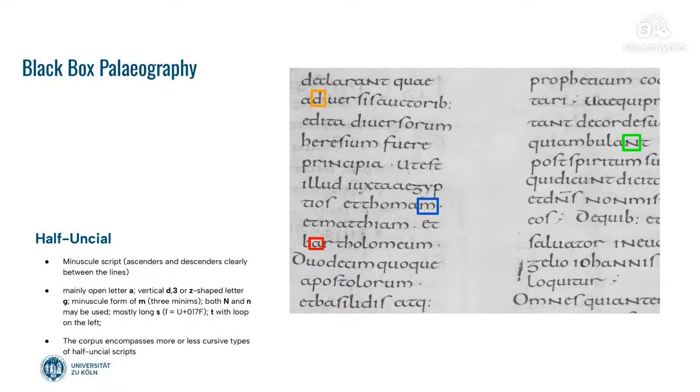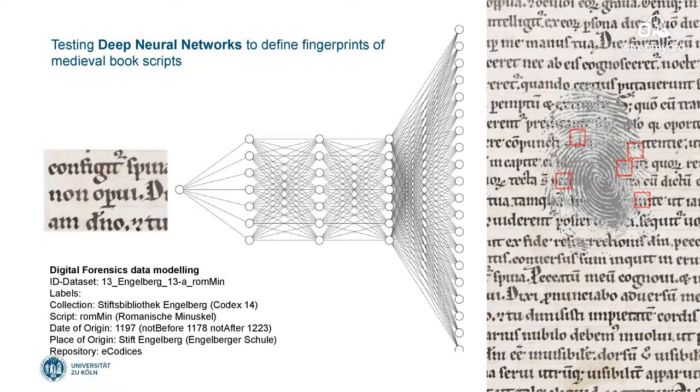So we can't do character segmentation and say the letter M is specific for that place and that year. So the advantage of machine learning is that we don't need that, because the deep neural networks that we used process an image and they find their own discriminating features that we can't influence. So we can combine the black box of paleography with the black box of artificial intelligence.